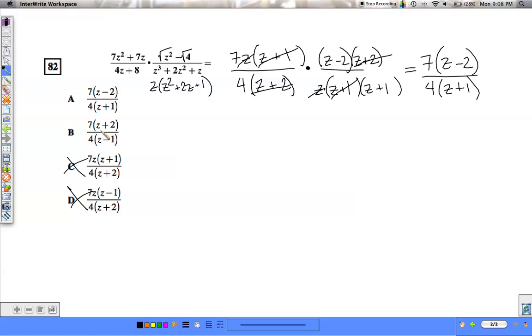After doing this, you should see that B has a z plus 2, it needs to have a z minus 2. B is the incorrect answer. Just to check and make sure, A has a z minus 2, it has a z plus 1. A is the correct answer for number 82.